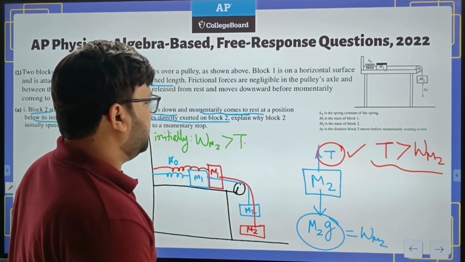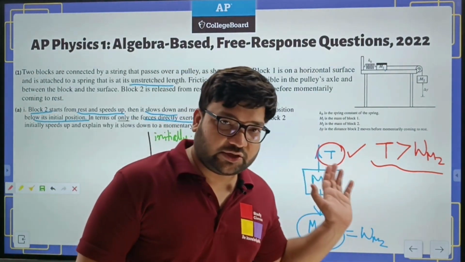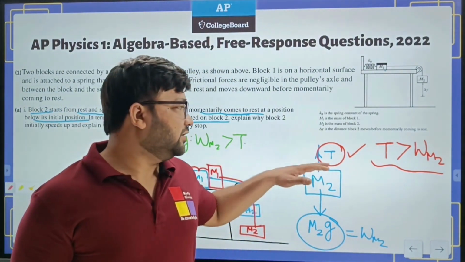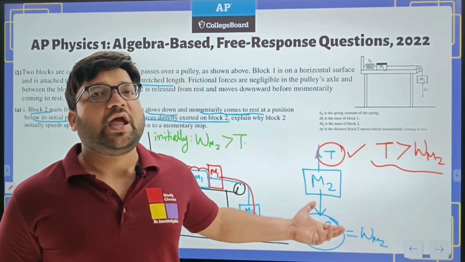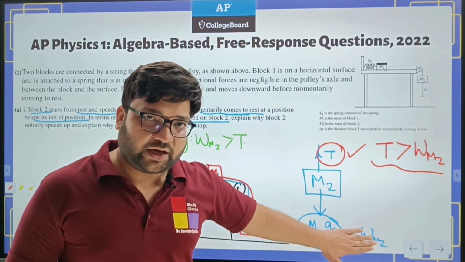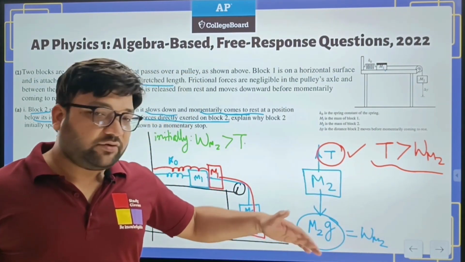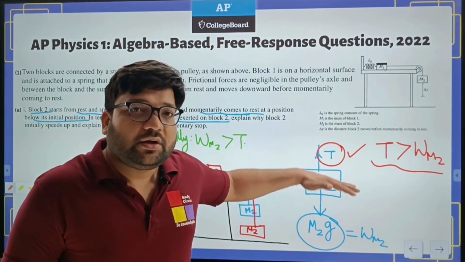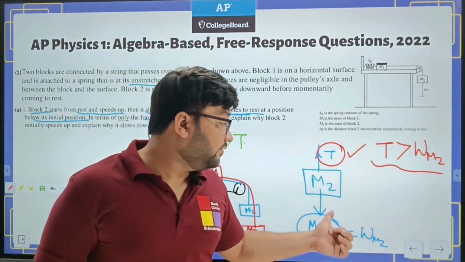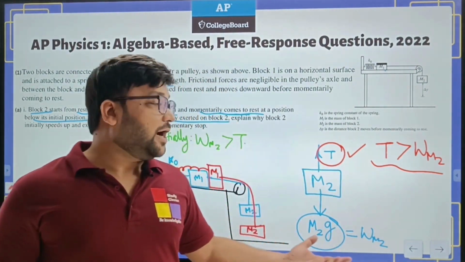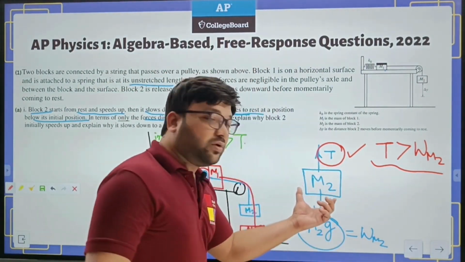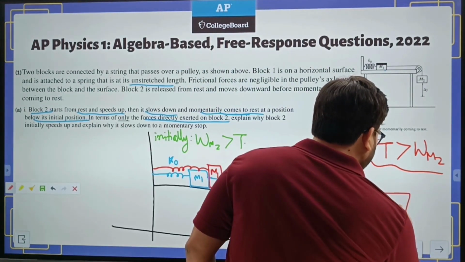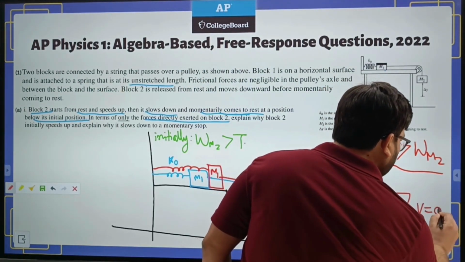So yes, these three things happened. Initially the tension was zero, the weight was more, and it was accelerating downwards. After some time the tension in the string started to rise. At a point it will match up with the weight, but still it continues to move. After some more time the tension is more than the weight. That means the acceleration is in the upward direction, though the velocity of M2 is in the downward direction. So the velocity will start decreasing and eventually stop, and a time will come when the velocity of M2 is zero.